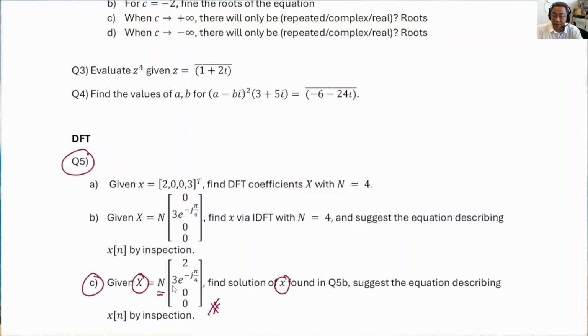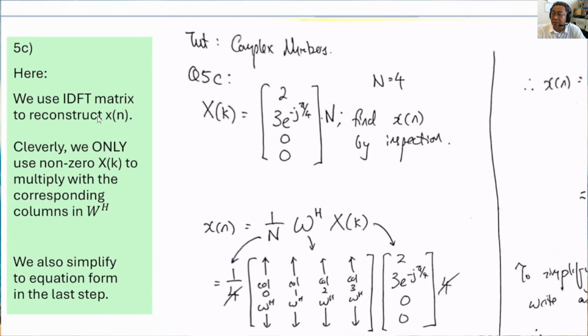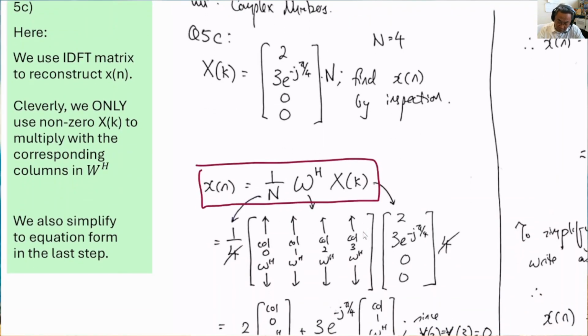So let's proceed. This page is a solution. I'm going to use this page to explain. The first thing I'm going to say is that we're going to use the IDFT matrix. This is the equation of the IDFT matrix to reconstruct x[n]. So the IDFT synthesis equation is this: 1 over N, W^H, X[k]. We're given X[k]. So this is X[k]. This is 1 over N. Capital N is 4. So the only unknown is W^H.